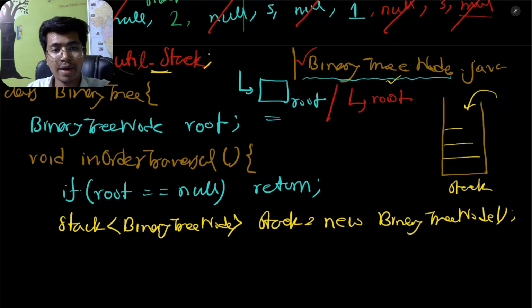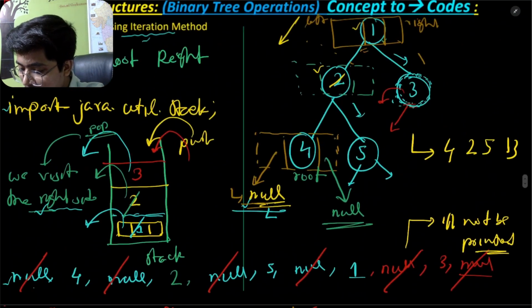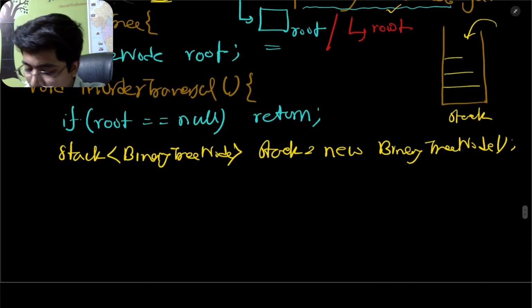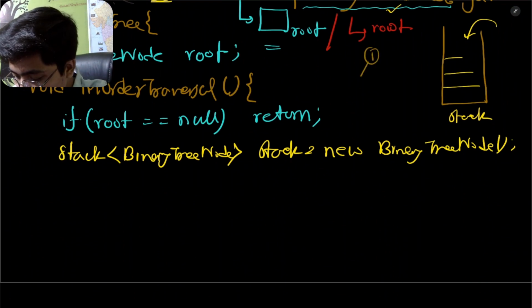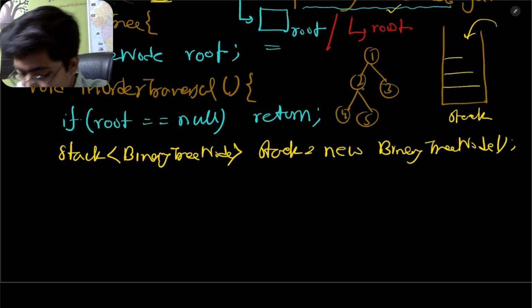Once we have created the binary tree node, now we'll start exploring the tree. The tree structure is like this: 1 2 3 4 5. Now let's draw it in a small portion to understand it better. 1 2 3 4 5. So always this starting point is called the root.